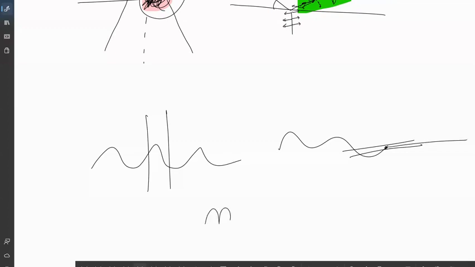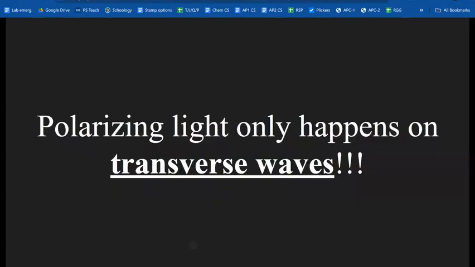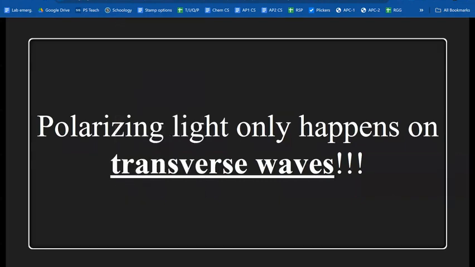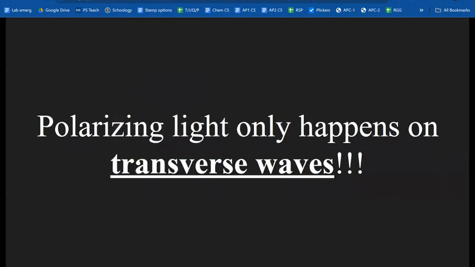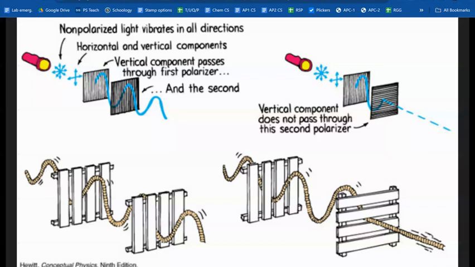But if I have a slinky, it doesn't matter if I'm vertically polarized or if I'm horizontally polarized. That slinky can move back and forth and oscillate in a longitudinal way. Does not matter what the polarization is. Only thing that matters is that it's a slinky, essentially, that it's a longitudinal wave. So only transverse can be polarized. So here's our nice little fence post analogy. I'll let you pause and take a look at this.